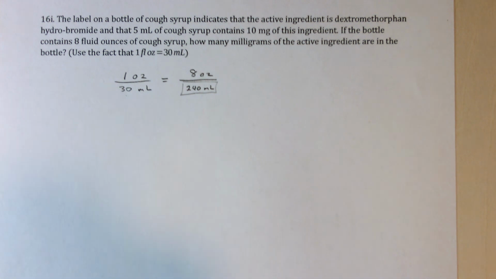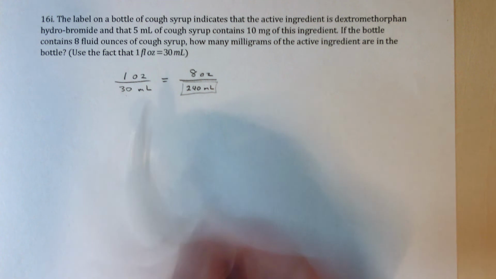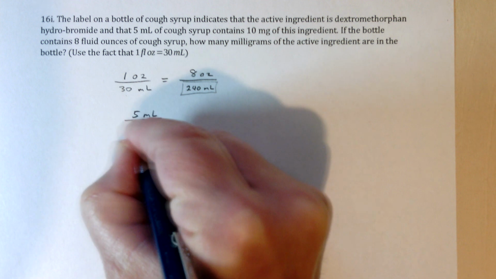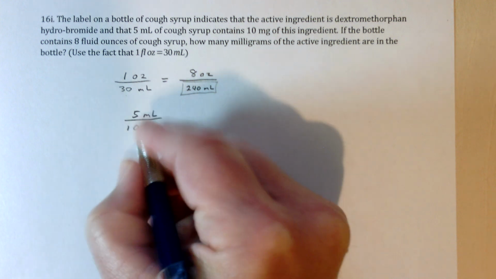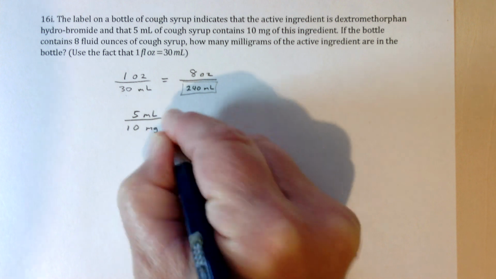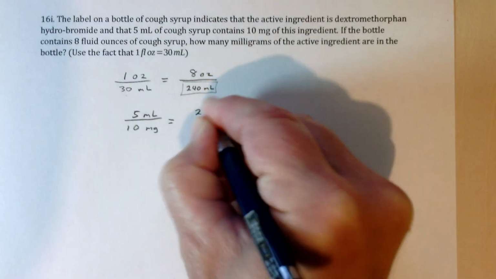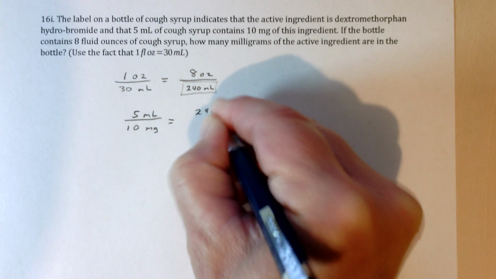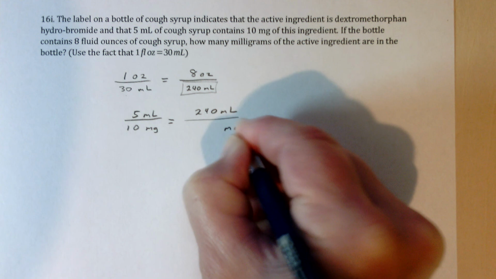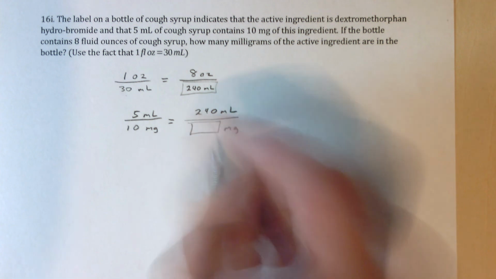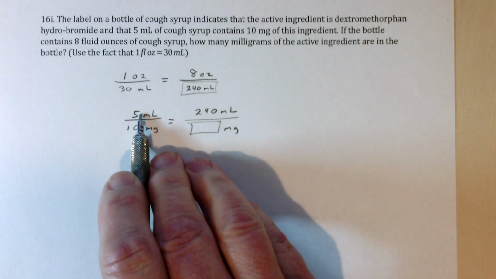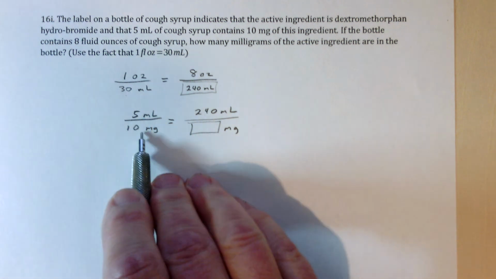So now we do one more conversion. We know that for 5 milliliters, we've got 10 milligrams. Okay. I have 240 milliliters. How many milligrams do I have? And essentially we're just going to take this times this and divide it by this. But I'm not going to do that. You can do that and verify that it's correct.